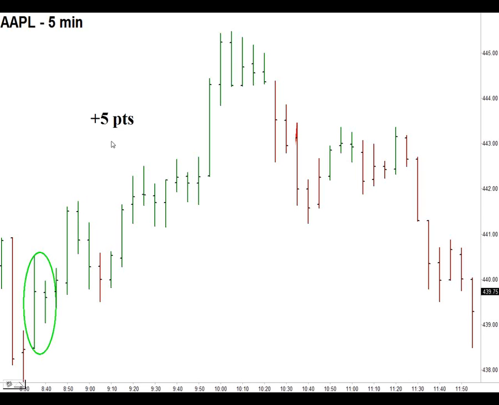We had a nice 5-point move to the upside, in the next half hour, an hour. Followed by another inside move, but this time both colors were red, and as we can see, we had a nice move to the downside, 4 points.